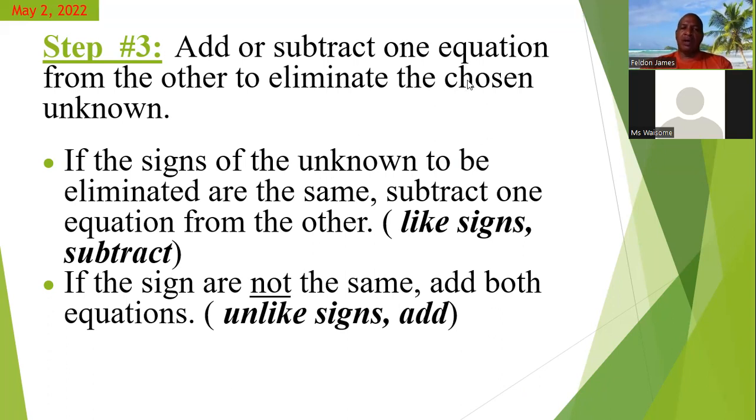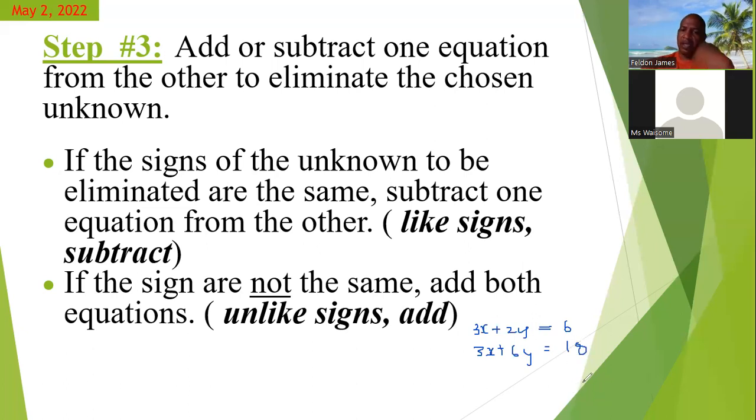Now, what I want to let you know now is that students often confuse the signs. So if we have 3x plus 2y equal to 6, and we have 3x plus 6y equal to 18.